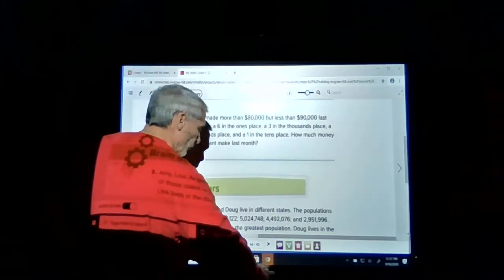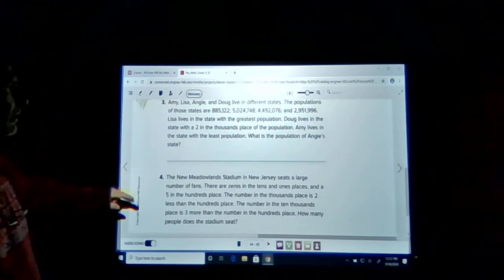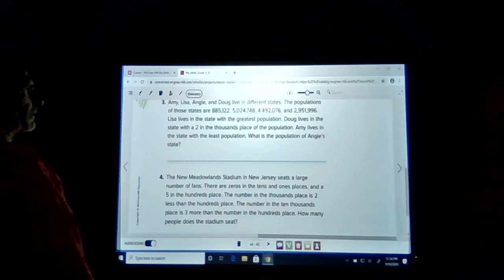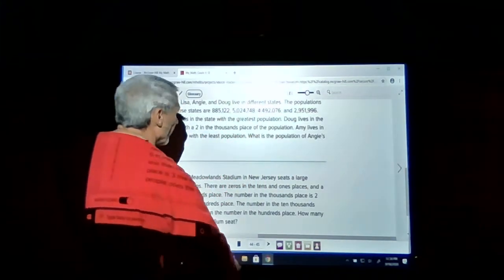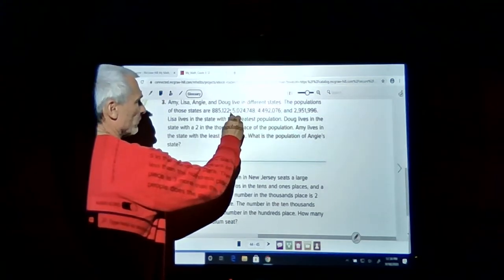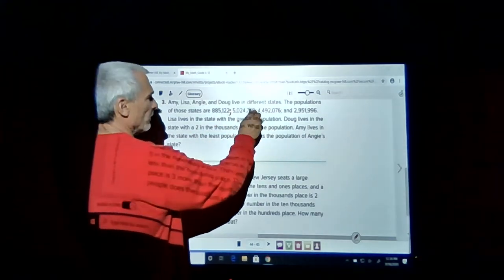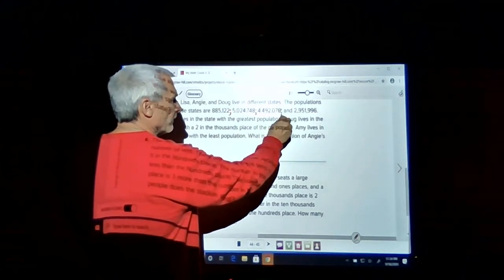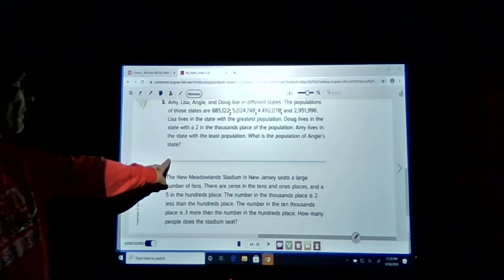And we'll do that when you guys start working. You'll need to do that on several of the problems. It'll help a lot. Scratch paper or your place value chart. Amy, Lisa, Angie, and Doug, 4 people, different states. Here are the big numbers. And remember, this dot with this little mark separates our numbers. So if this is a number, here's number 2, here's number 3, and here's number 4. And when we write them, we put our finger for a space.